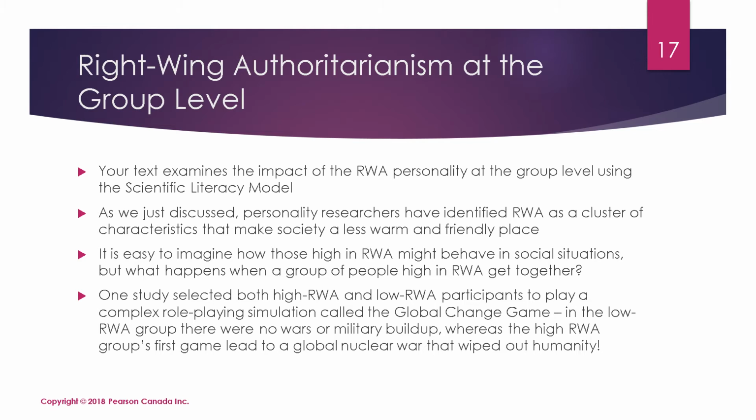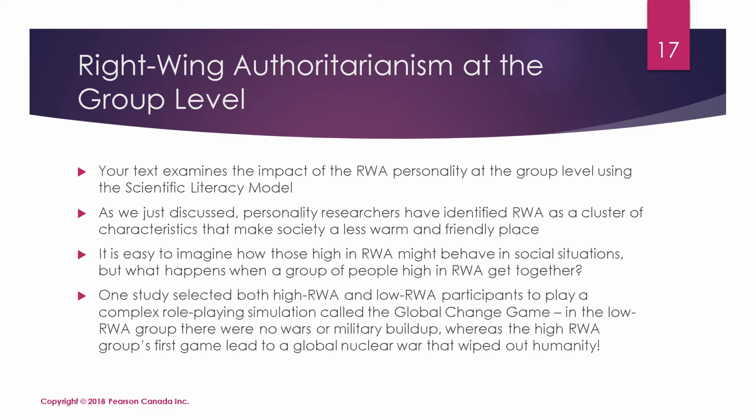Each group in this game typically contains between 50 to 70 participants. In this case, I think there were 68 in one group and 67 in the other. Individuals are organized into groups for each different region of the world. They get to make decisions about how each group behaves internationally, and each simulation is meant to cover 40 years into the Earth's future. In the low RWA group, there were no wars or military buildup, so they went through the whole 40 years of the simulation, managed to get along, and came through relatively unscathed.